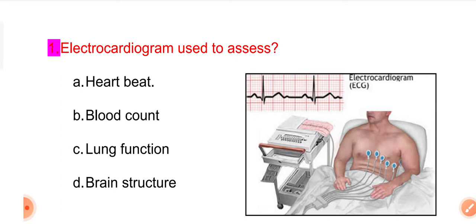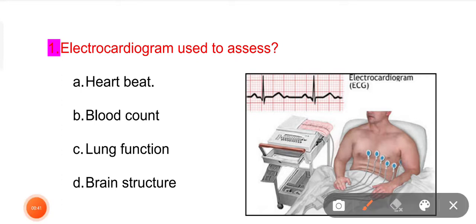The options are: option A, heartbeat; option B, blood count; option C, lung function; option D, brain structure. The right option is heartbeat. By the usage of electrocardiogram, we can see the function of the heart.